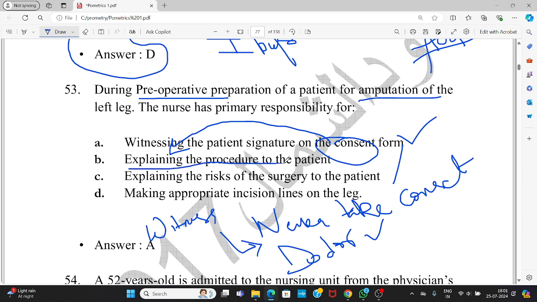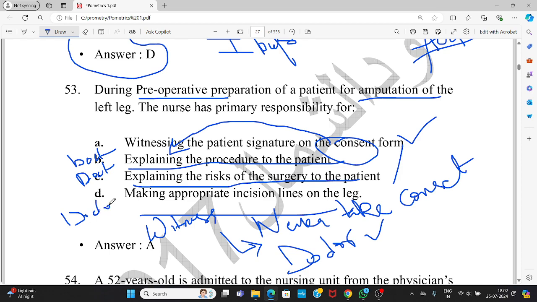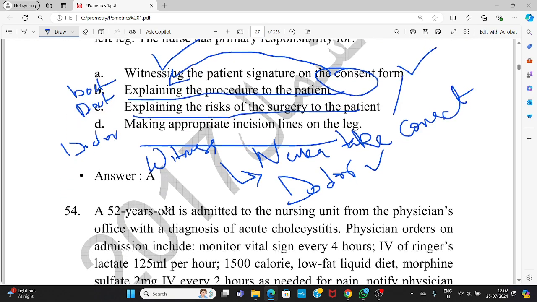Explaining the procedure. Who explains the procedure? Doctor. Explaining the risk of the surgery. Who explains? Doctor. So B also is doctor and C also is doctor. Making appropriate incision lines on the leg. Who does that? Of course, the surgeon does. So witnessing is the answer.